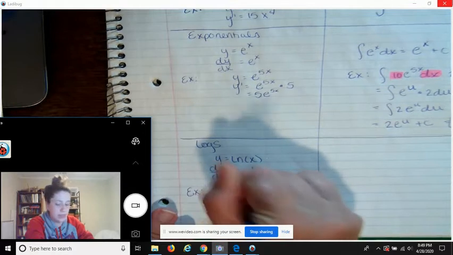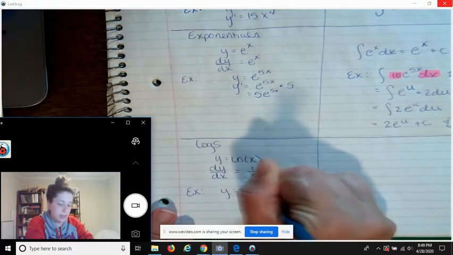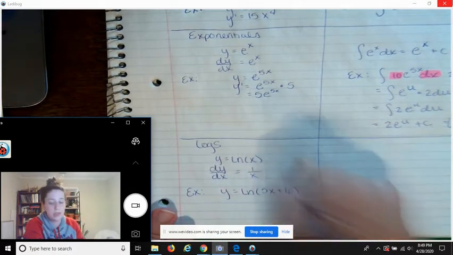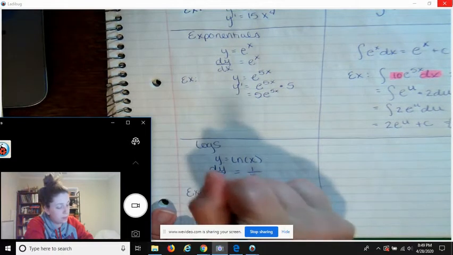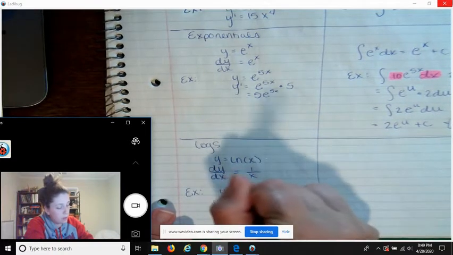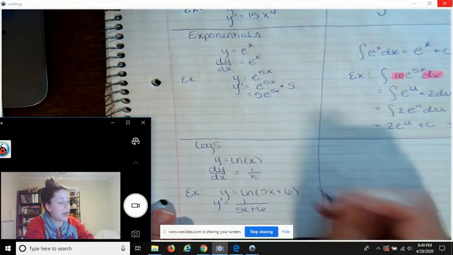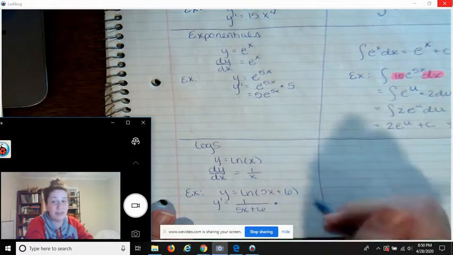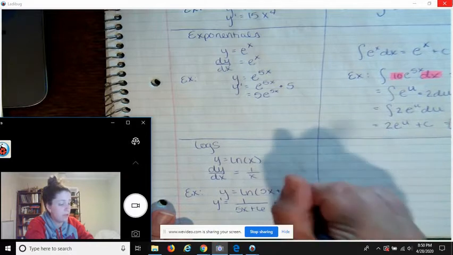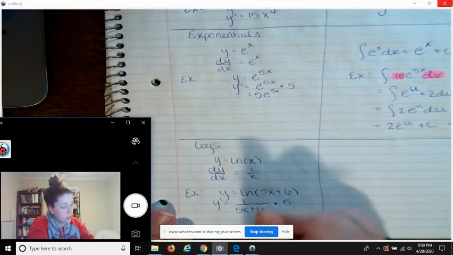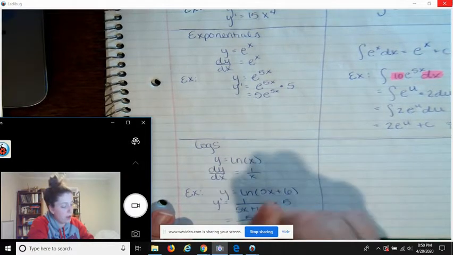y equals the natural log of 5x plus 6. So when we take the derivative of this, we just do 1 over the inside of the natural logarithm. And then we have to multiply by the derivative of the inside of the natural logarithm. The derivative of 5x plus 6 is just 5. So our final answer should be 5 over 5x plus 6.